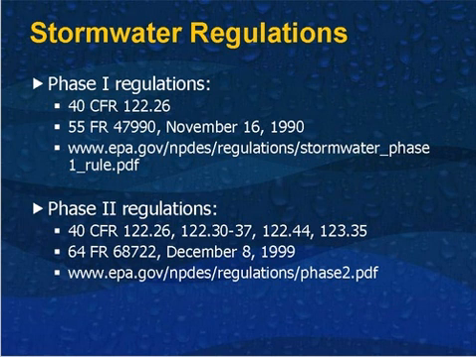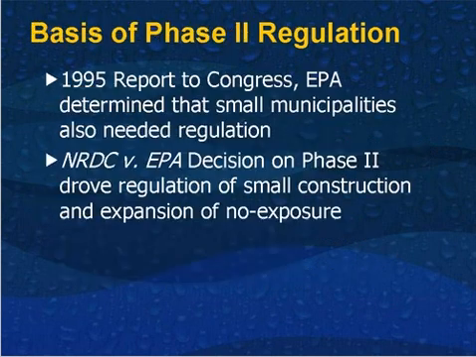Yeah, and Thelma, just a little bit on the basis of why Phase 2 came about. Thelma mentioned that report to Congress that was required by 402(p)(5), and that report was put out in 1995. It's up on EPA's website. The primary finding from that report is that EPA needed to address these smaller municipalities under the stormwater program.